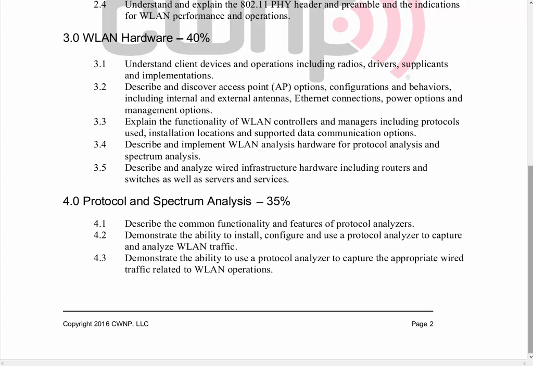Third sub-objective: demonstrate the ability to use a protocol analyzer to capture the appropriate wired traffic related to wireless LAN operations. So for example, where do you connect your protocol analyzer if you need to capture your RADIUS communications? What about DHCP? How do you track down a DHCP problem? So these kinds of things are obviously important.